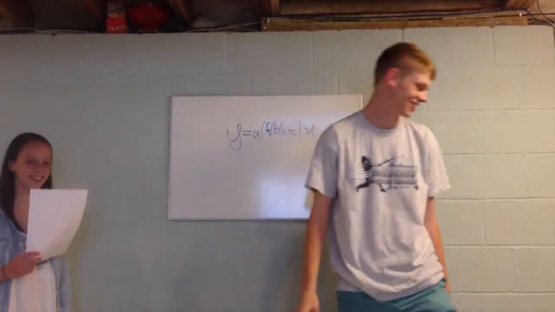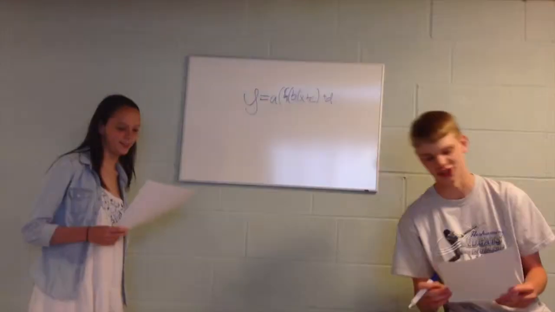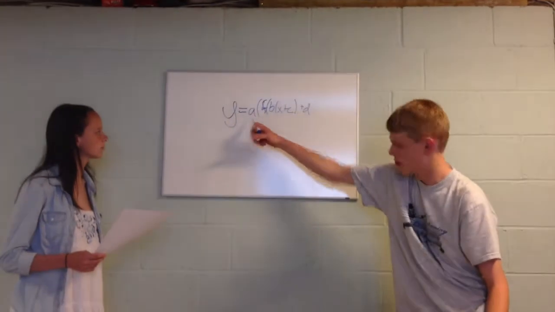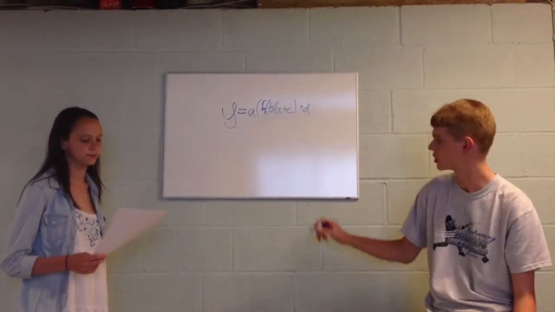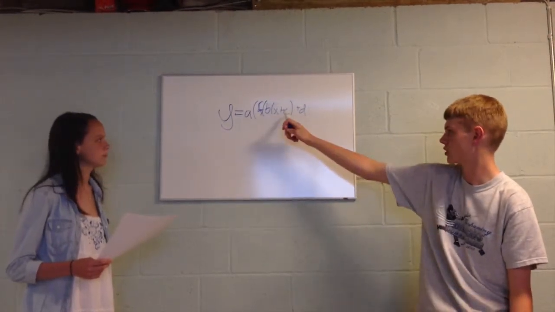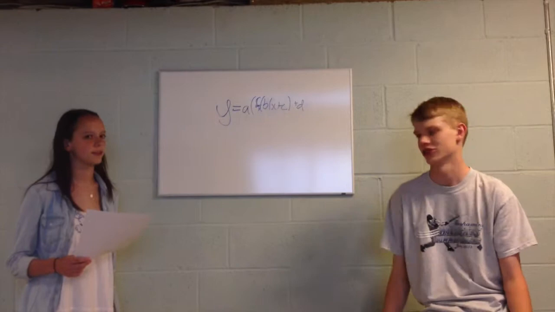That equation. What the heck? It's easier than it looks. A represents a vertical stretch. B represents a horizontal stretch. C represents a horizontal shift because it's attached to the x. And D represents a vertical shift.